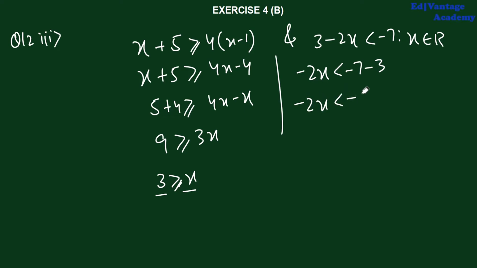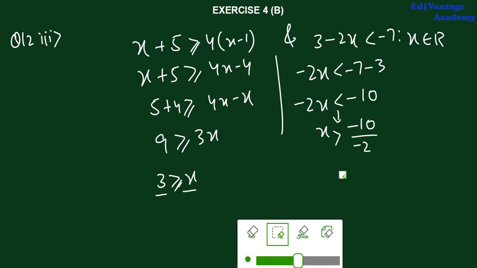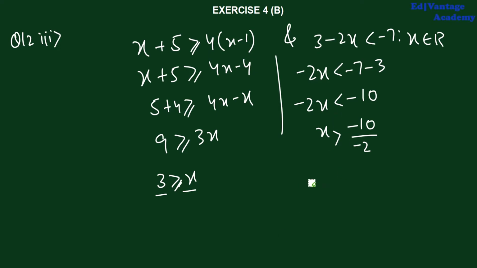So this becomes minus 10. x is minus 10 by minus 2. So you are bringing a negative number for division from the other side. This symbol has to reverse. You can see the left side was lesser than, now the left side became greater than, and just calculate it as how we do. That's 5.